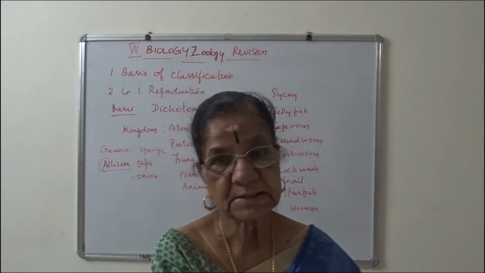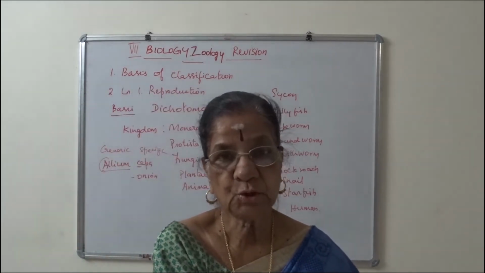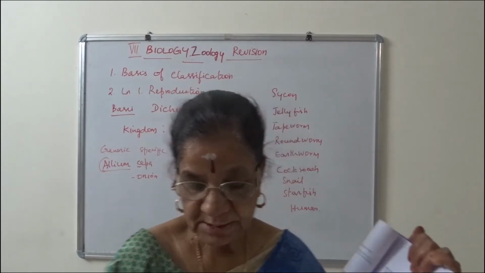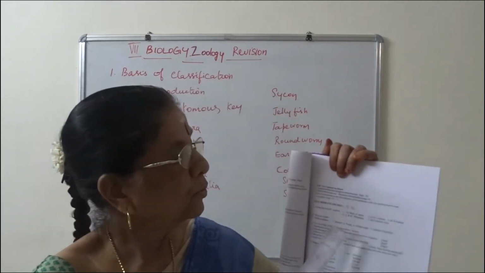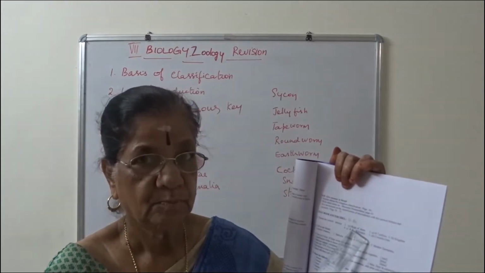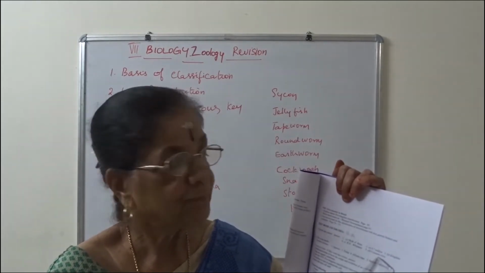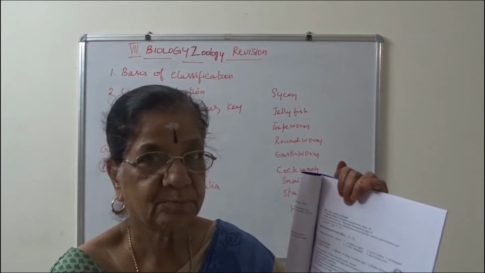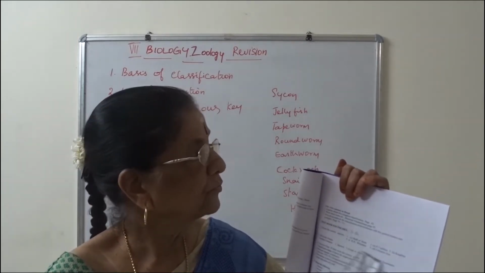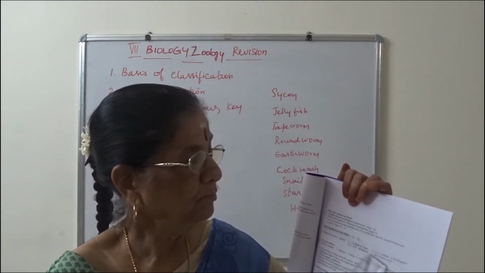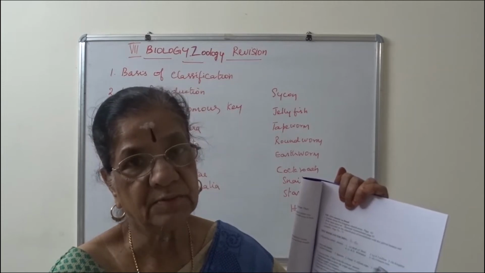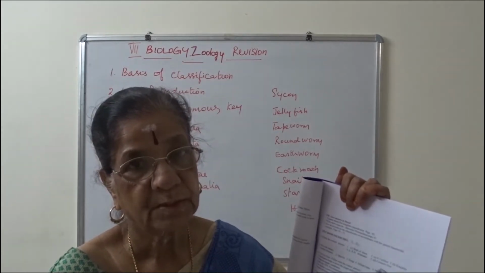Choose the correct answer. Number 1, both of them. 2, 8.7 million. 3, kingdom. 4, Whittaker. 5, Columba plebea.